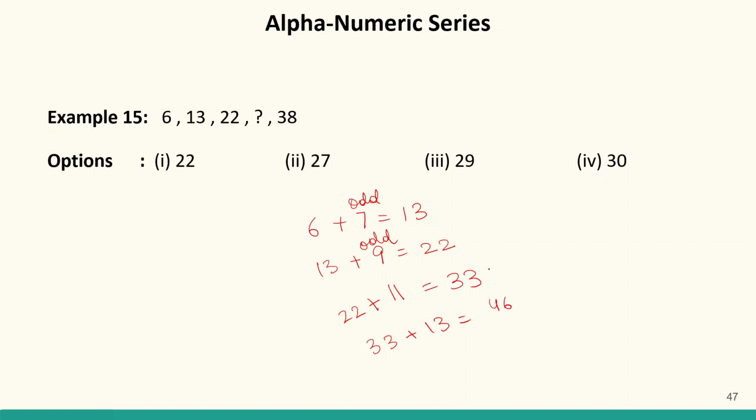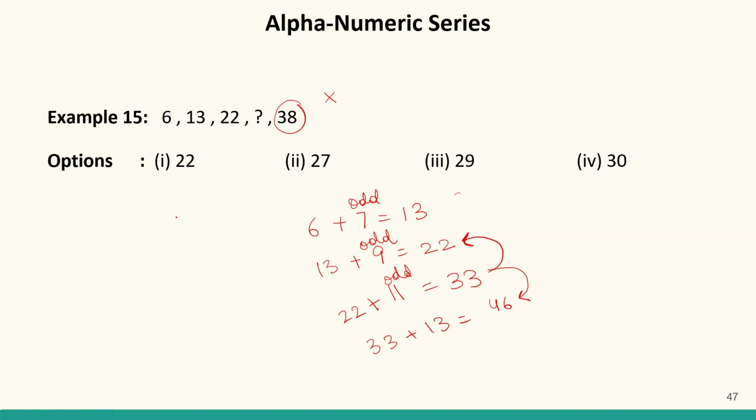But is the logic following? No. If we keep on adding alternate odd numbers, then the logic will follow for this, right? But will the logic follow with this number? Will the next number be 38? No, it will not. So that means this logic does not hold true. So we can see that this logic is not being followed.